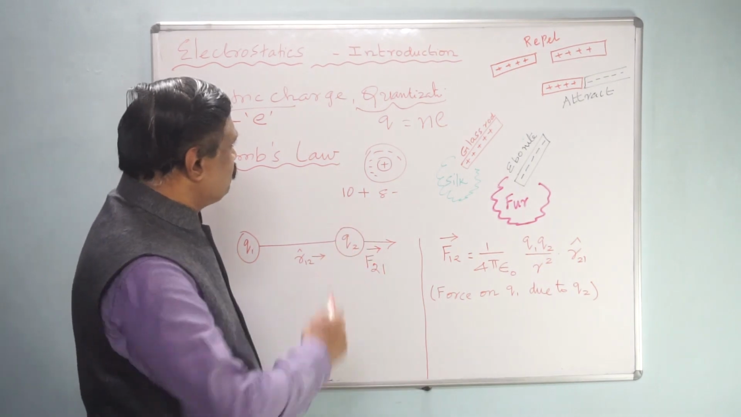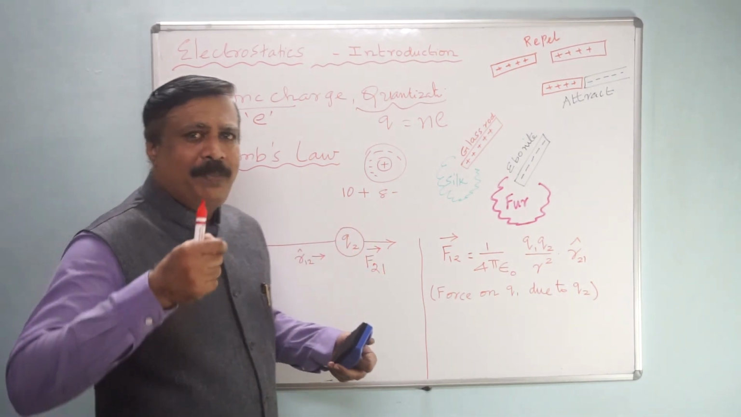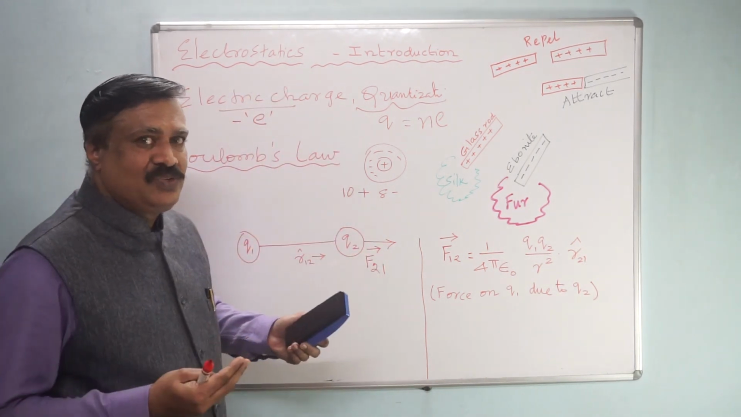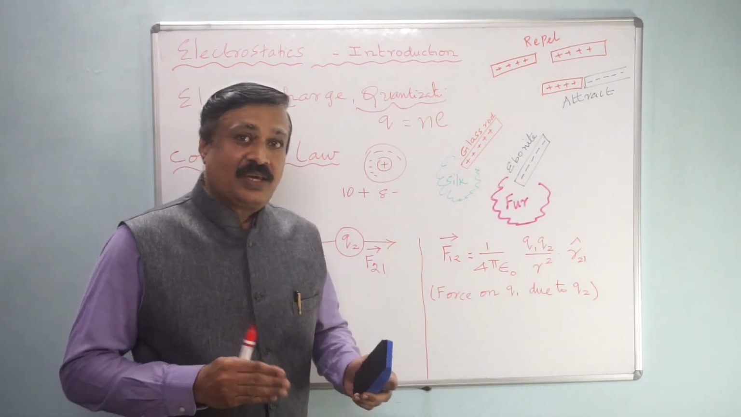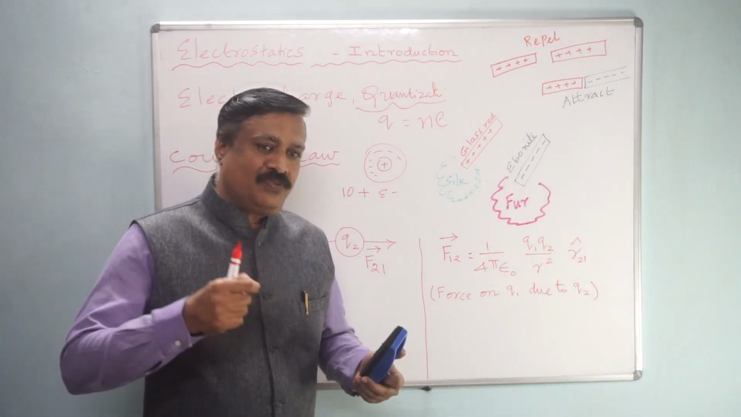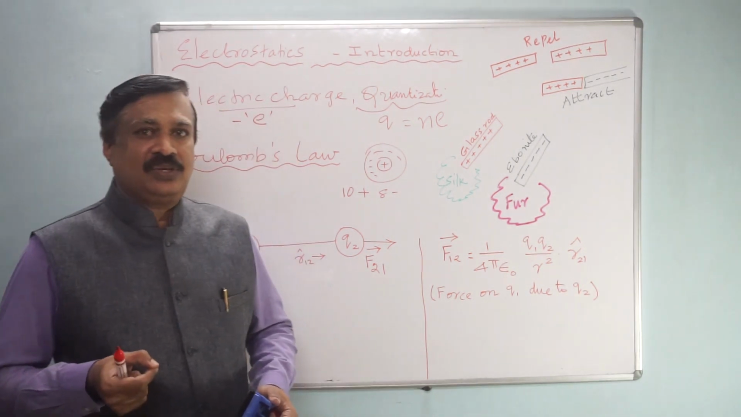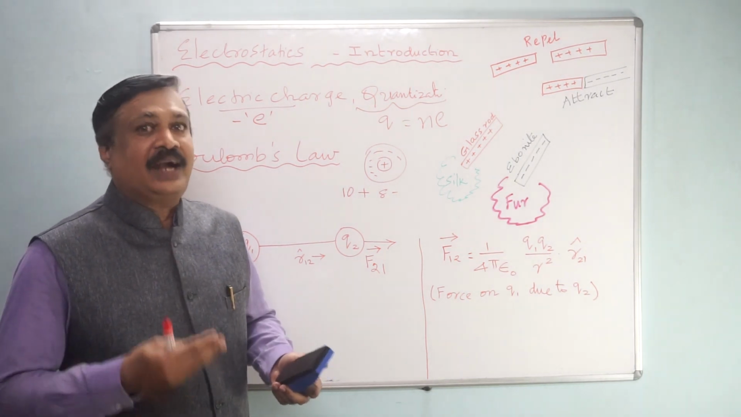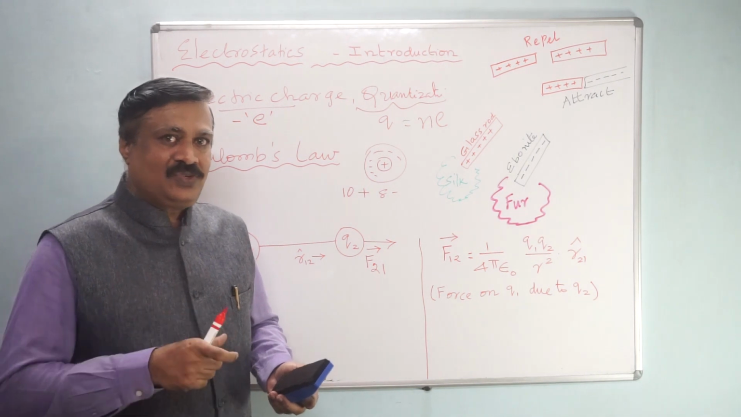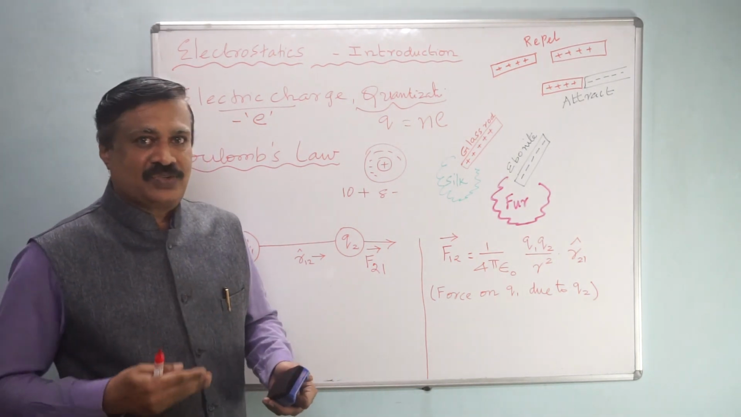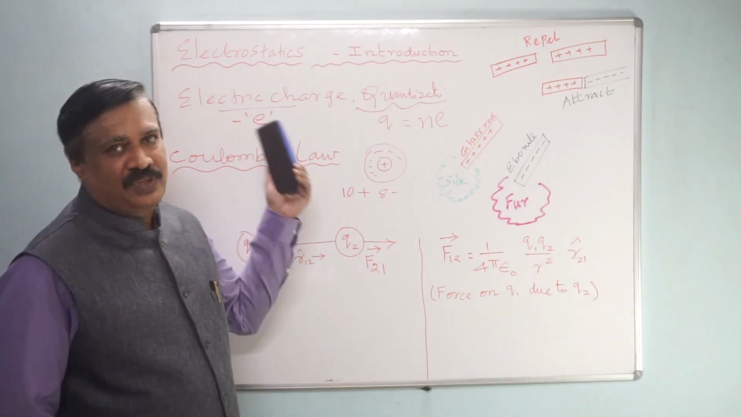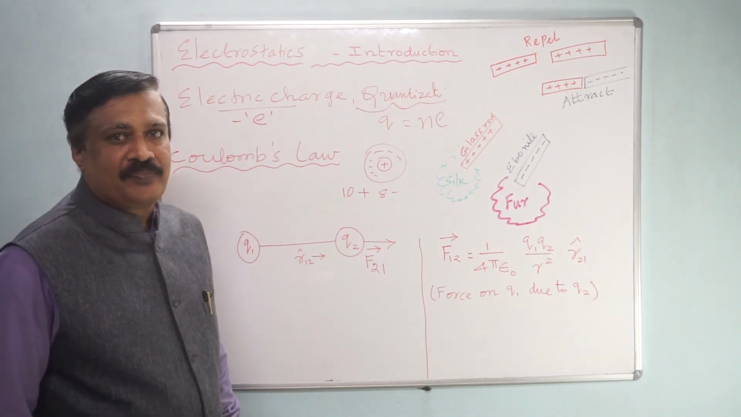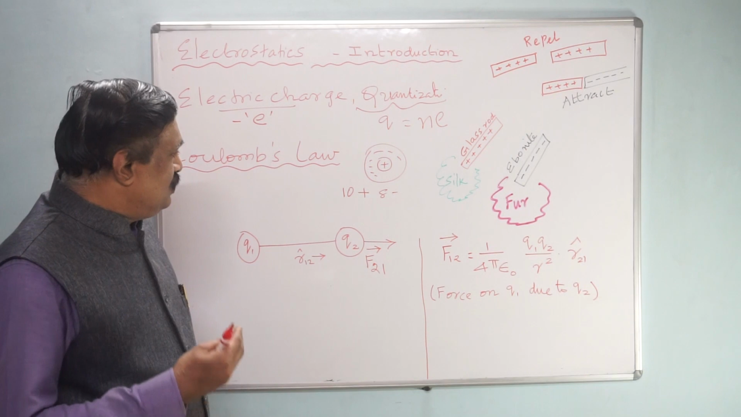Now we are going to see the basic law in electrostatics. Electrostatics means what? Statics means rest. Electrostatics is the branch of electricity which deals with the properties or characteristics of a charge at rest. When the particle is at rest, what are all the properties and characteristics it possesses? That branch is called electrostatics. In that, Coulomb's law is the basic law.